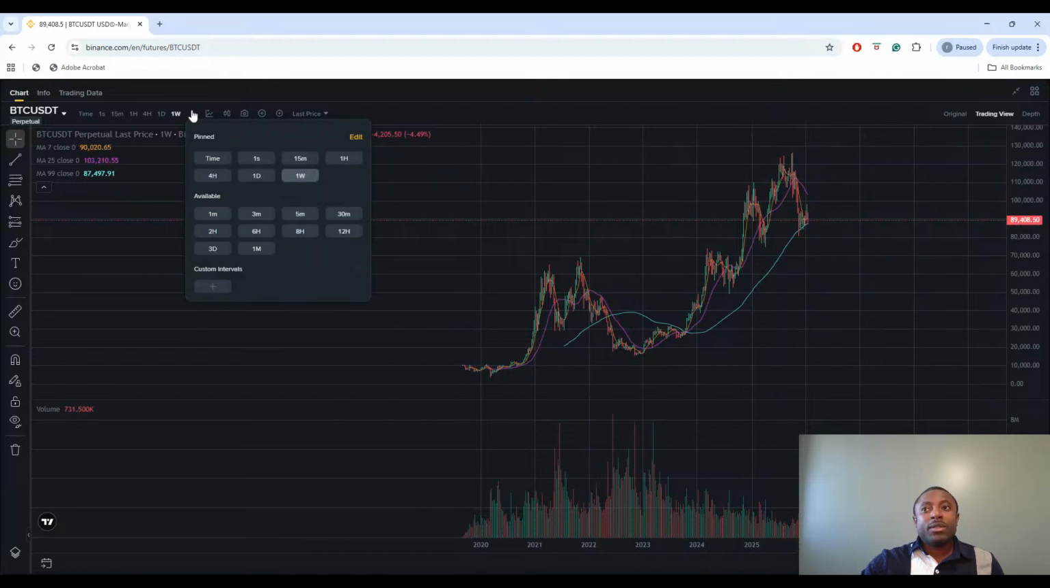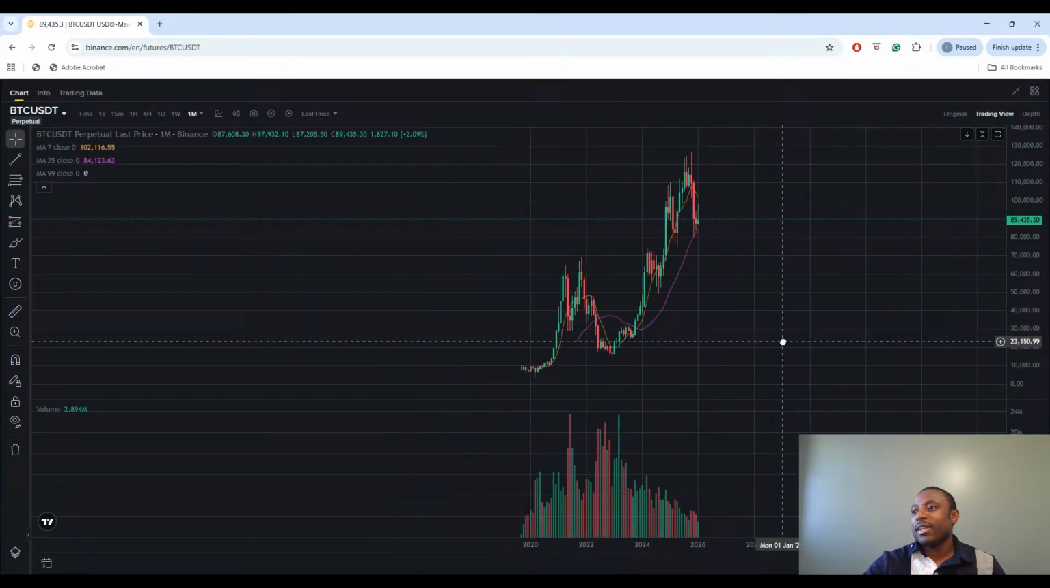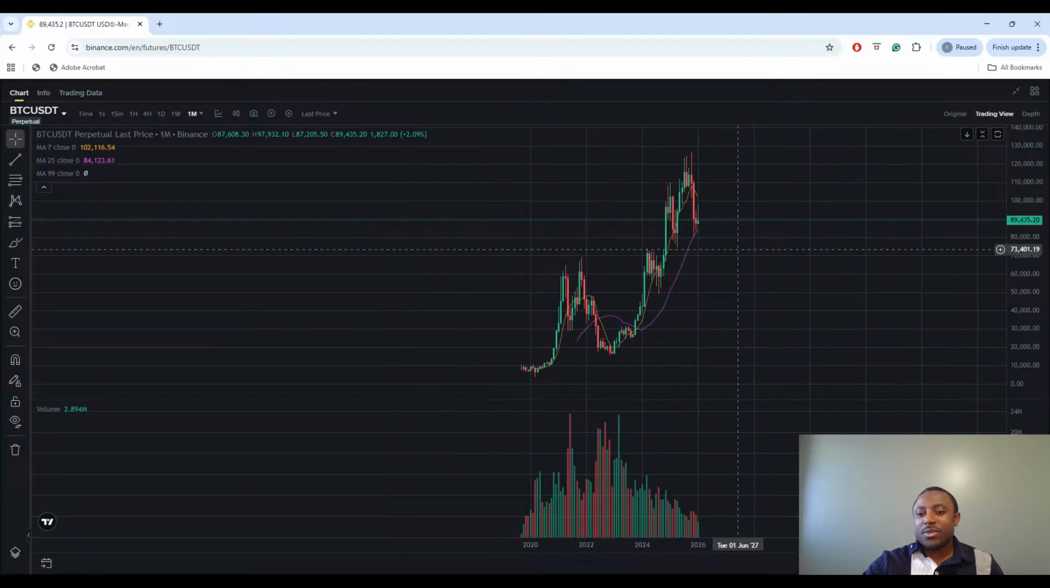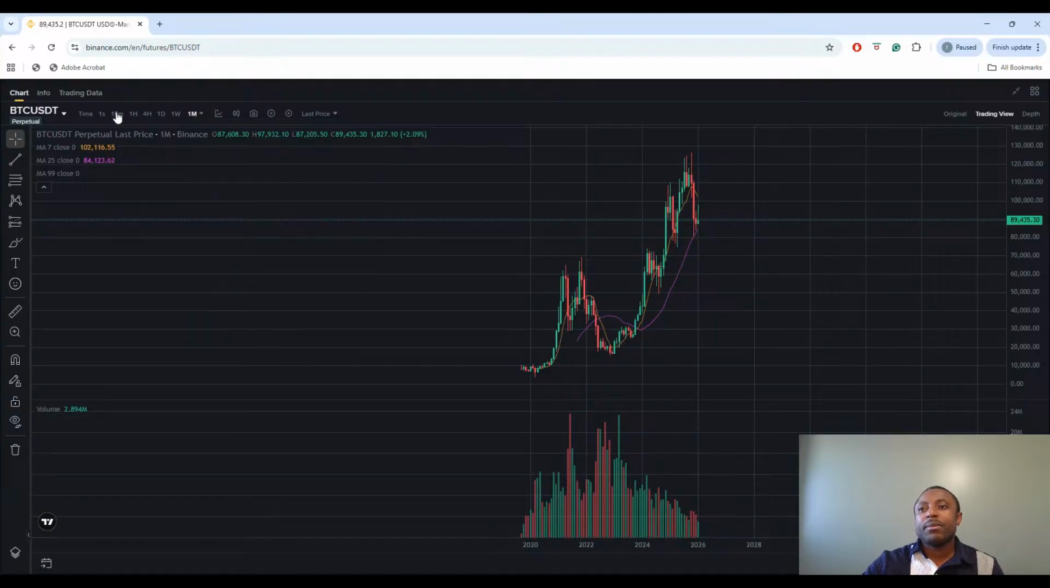You can even change to the monthly if you want. There's a monthly here. Let's do the monthly. So look at the monthly chart. Look at that. You have very few candles because it's on a monthly chart, right? So let's go back to 15 minutes.